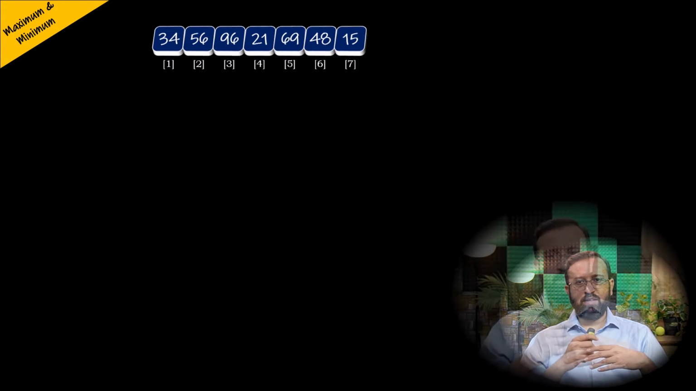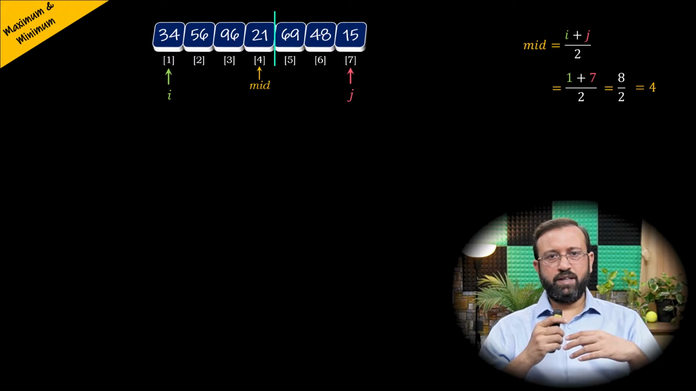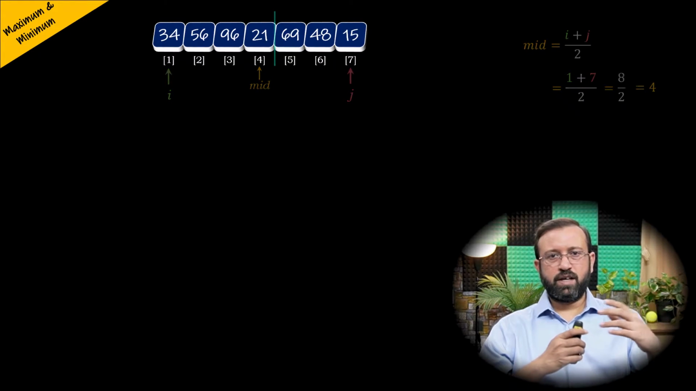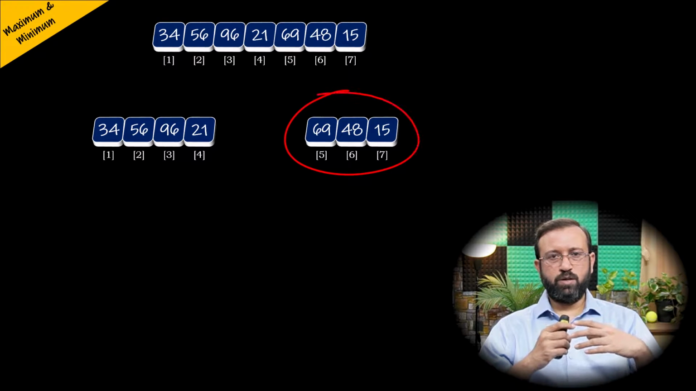So we will divide these 7 elements into 2 subarrays using the mid index. The mid index can be computed easily by considering the start index and the end index and dividing by 2. In this case, the mid element is 21. Therefore, we divide these 7 elements into a left subarray consisting of all the elements from the first element to the mid element, including the mid element. So the left subarray will have the first 4 elements, and the rest of the elements from mid plus 1 to the last element form the right subarray. So the right subarray has 3 elements in this case.